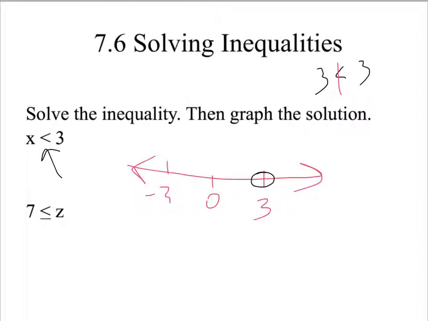Now it says less than, so think of a number less than 3. Well, 0 is less than 3. So because of that, we shade towards that solution. What my graph tells me is everything lower than 3 is a solution.